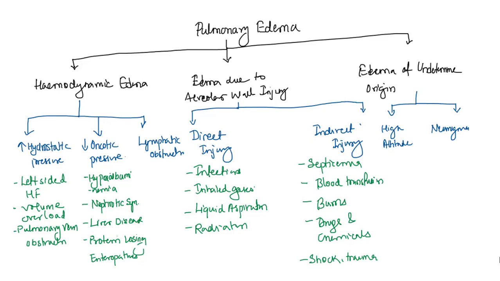Edema due to alveolar wall injury may be due to direct injury, infections, inhaled gas, liquid aspiration, radiation, or may be due to indirect injury, for example in septicemia, blood transfusion, burns, drugs and chemicals, shock and trauma. It may be of undetermined origin, for example high altitude or neurogenic.